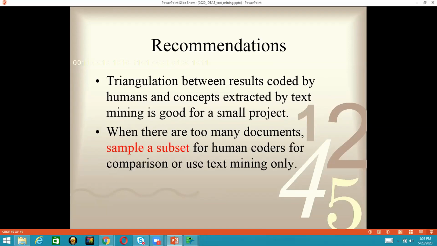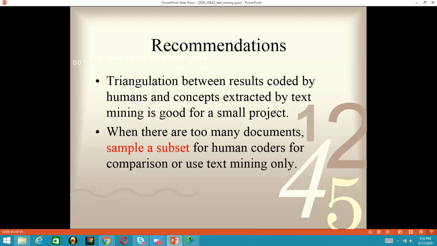Okay, so triangulation between the results cooked by humans and concepts extracted by text mining is good for a small project. So sometimes I use both MAXQDA, content analysis, grounded theory, made by humans. Well, actually not me, I hire a student to do that. I ask my research assistant. And also I use IBM Modeler, SAS, and so on. Then I check to see whether they point to the same conclusion.